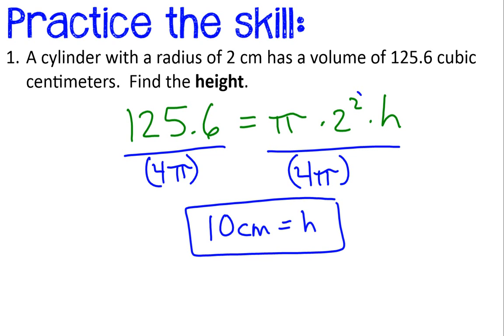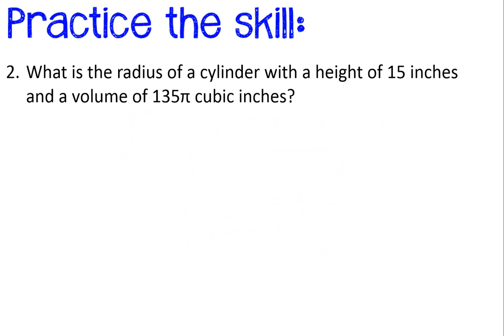So I skipped a middle step. I simply wrote the product of 2 squared right down here. But the answer to the height is 10 centimeters. Let's check to see how you did on number 2.